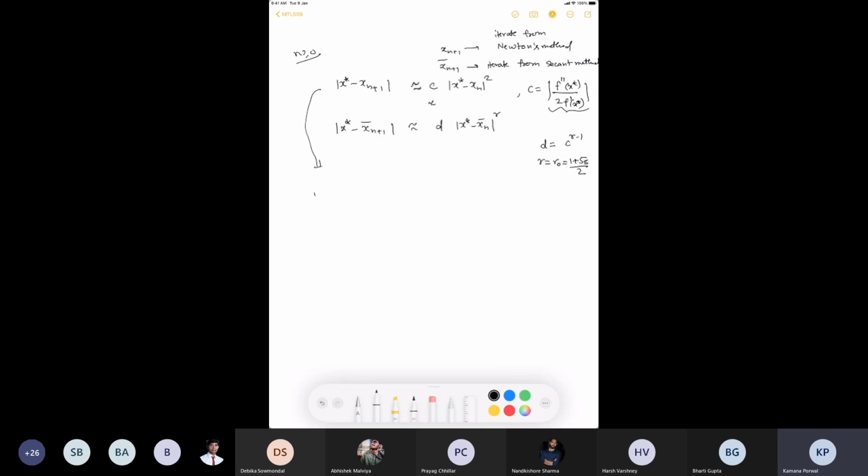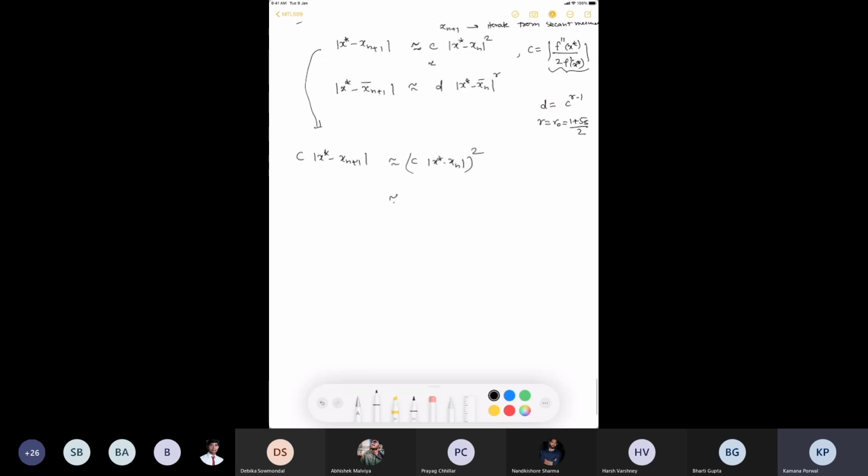So if we repeat these steps, let me just do one more step and then repeat it. If I multiply both sides by c, what do we get? We can write this as c times x star minus xn, whole squared. And then this term x star minus xn will be related to x star minus xn minus 1. So I will get c mod x star minus xn minus 1.